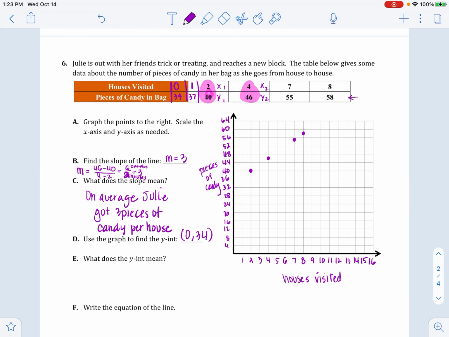What does that mean? And that means after 0 houses, she'll have 34 pieces of candy. But that doesn't make sense, right? It's like, huh? But you have to remember the problem. It says that she started counting on a new block, right? So I'm going to say she had 34 pieces of candy in her bag when she reached that block. So she already had 34 pieces of candy when she started that block.